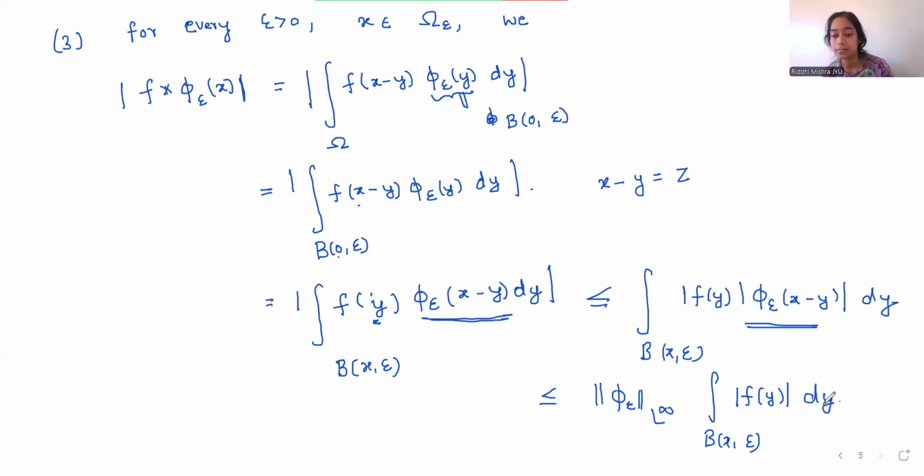Is it fine? Taking x minus y equal to z. Yeah, okay. So you can replace y here by z because it's a dummy variable. Then it doesn't make any difference, because z you can write as y. Okay.